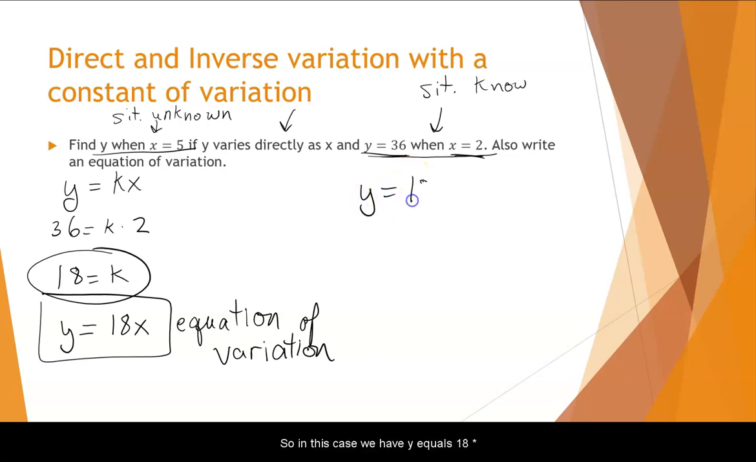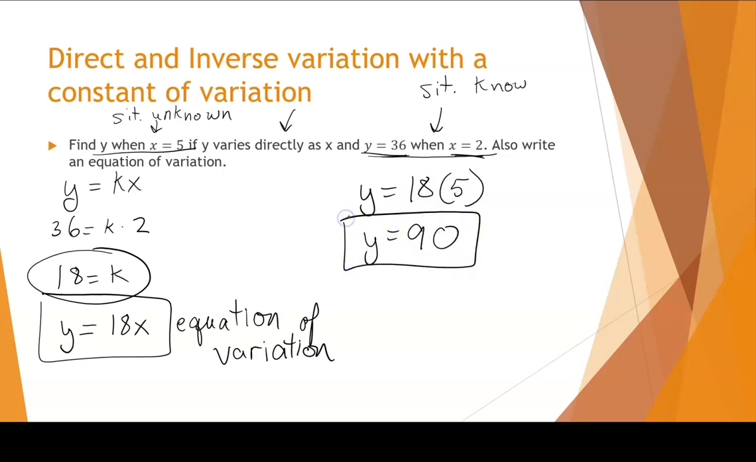So in this case, we have y equals 18 times 5. 18 times 5 is 90. So there's our answer. Thank you.